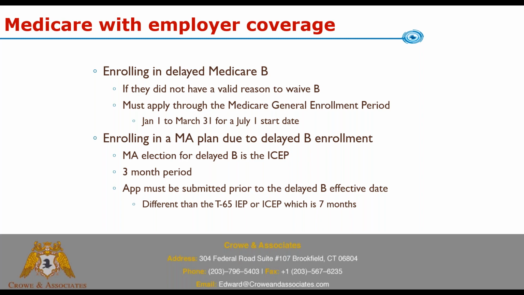If I'm 68 years old, I just got Part B for August 1st. My application's got to be in prior to August 1st. So it's not the standard enrollment period. It's different than the IEP or ISEP when you're turning 65, which runs 7 months. It's just something to keep in mind. I tend to forget myself, but it's not a pleasant situation if you try to put somebody's app in the month that they finally got delayed Part B.